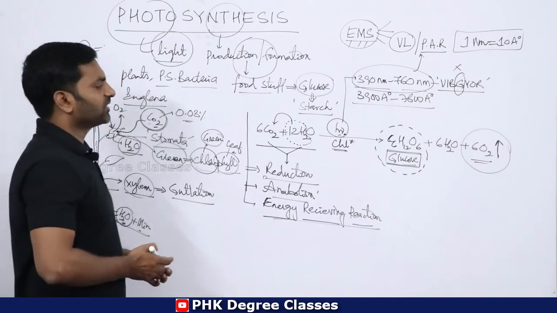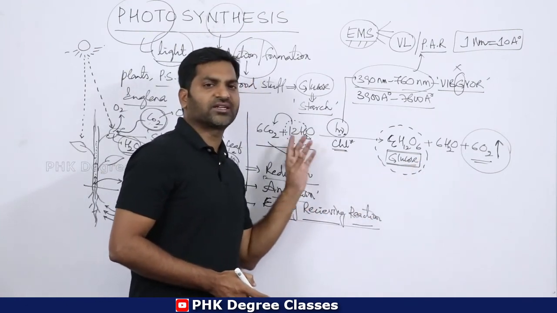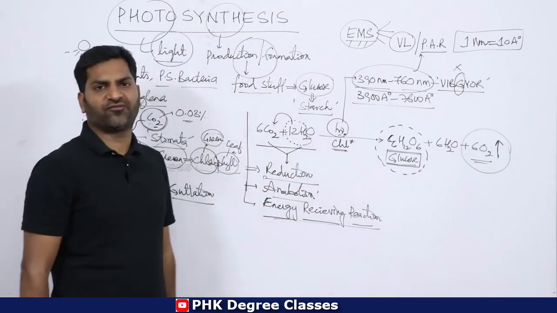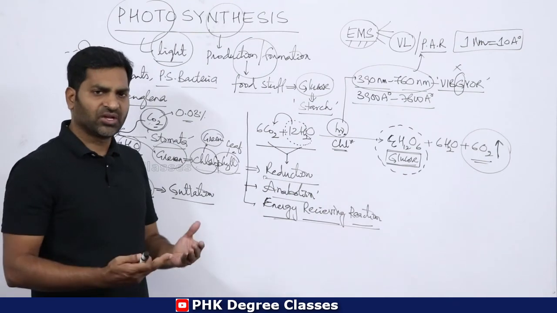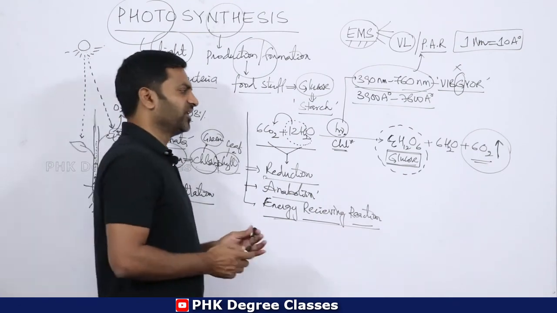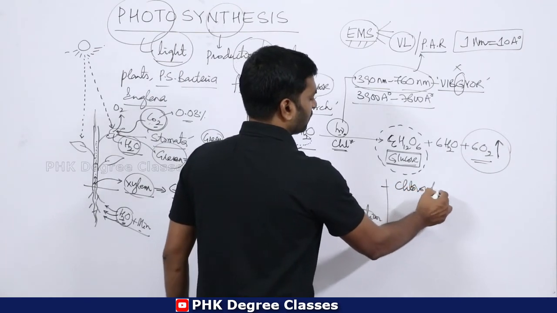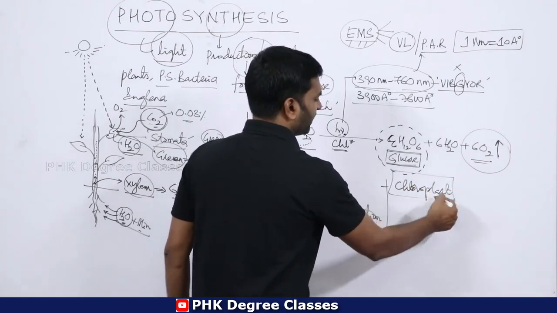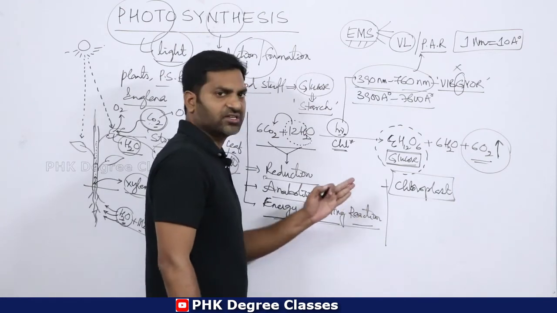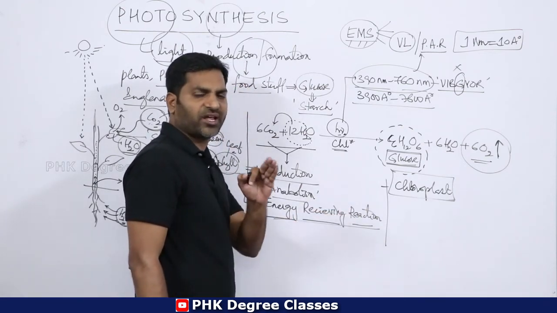Okay, so this is all about the analytical view of the equation of photosynthetic mechanism. Clear? So where does it occur? Generally it occurs in the chloroplast. You know very well about chloroplast. This is one kind of cell organelle which is there in the cytoplasm of the cell.